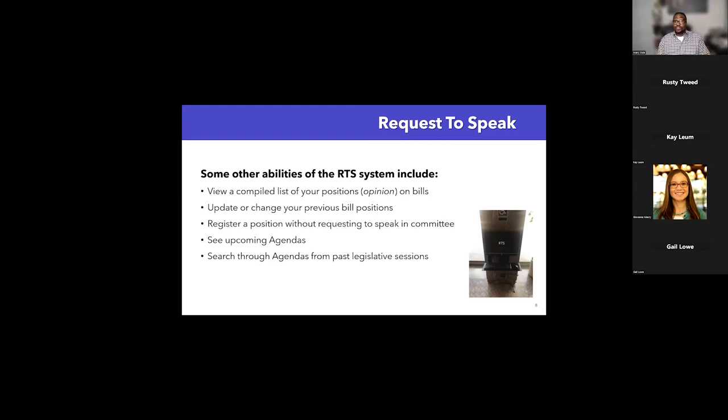You can register a position without having to speak to a committee. So let's say you don't have time or you're not able to physically go and speak at one of the committee meetings, you can still register your opinion, and again, the legislators will see that.